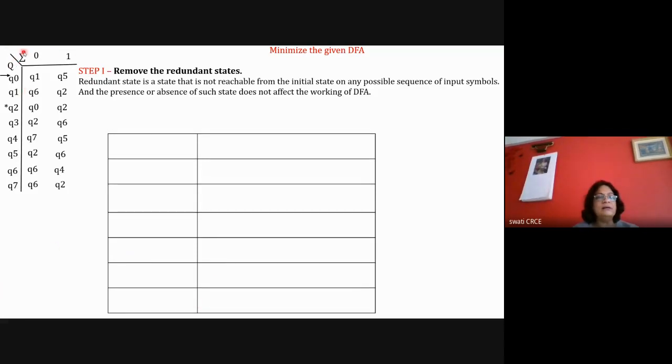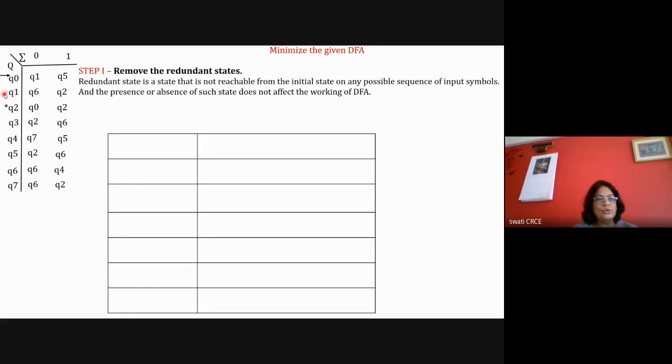So let's see here. This is the transition table given to you. This is the question, and they are saying that you minimize the given DFA. Here I'm referring to the table because by looking at the table I have to solve the problem. So the first step is to remove the redundant states. I'm going to write down what a redundant or non-reachable state is. It is a state which is not reachable from the initial state by any possible sequence, and its absence or presence does not affect the working of the DFA.